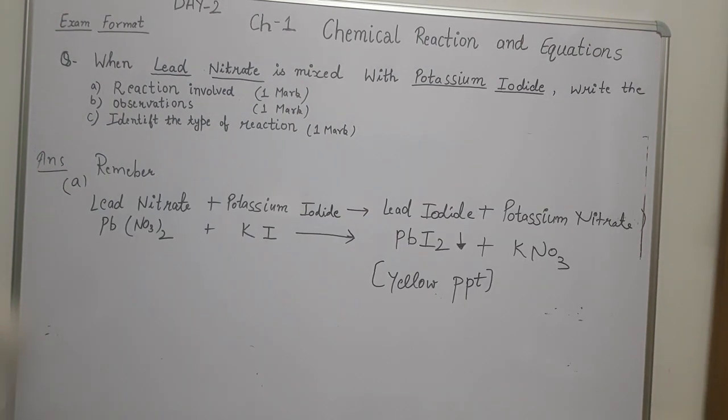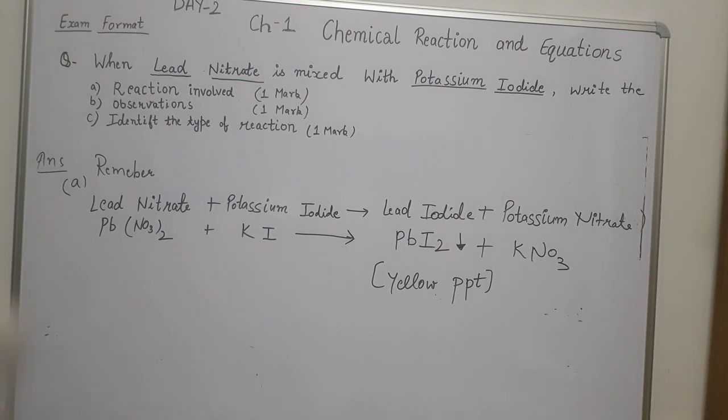So this is the overall process you have to write. Lead nitrate, Pb(NO3)2, plus potassium iodide combines to form lead iodide and KNO3. Now I told you that yellow color is obtained in the product. That yellow color is due to the precipitate of lead iodide.